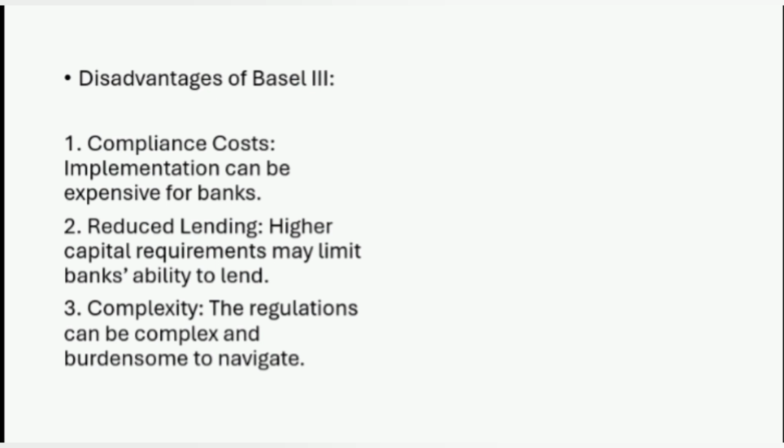The second one is reduced lending. Potential decreases in banks' ability to lend due to higher capital requirements. It reduced economic growth, it increased borrowing cost. It has potential impact on small businesses and individuals. The last one is complexity.